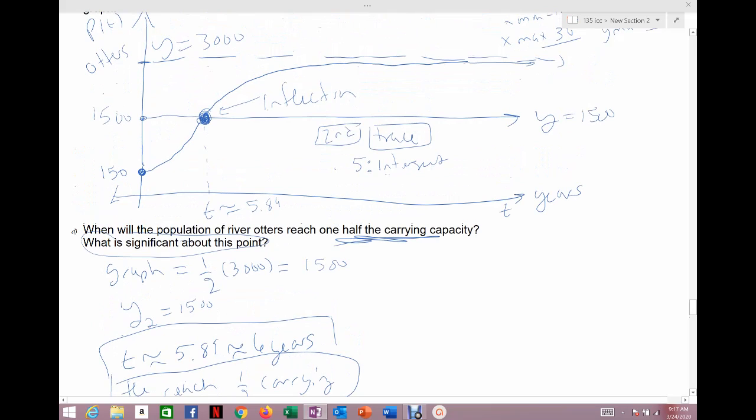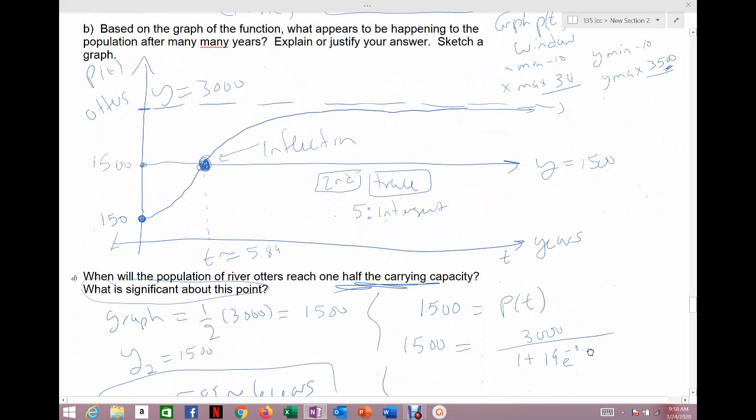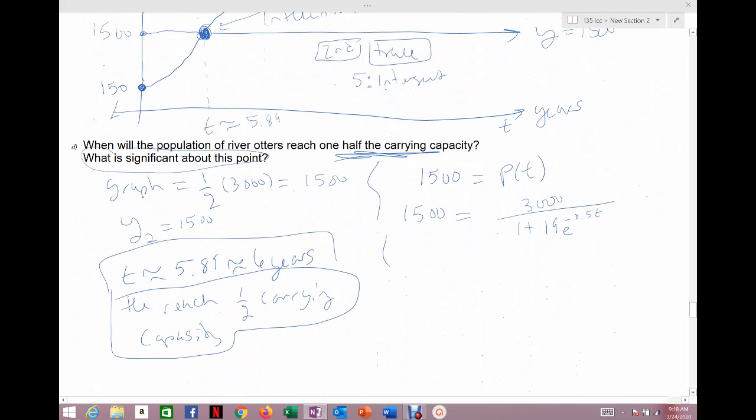That's perfectly fine to do. The alternative to graphically would be solving it by hand, which means you're going to take your 1,500 and set it equal to your population equation. So you'd set your 1,500 equal to the 3,000 over 1 plus 19e to the 0.5t, and solve that. Again, we practiced solving these when we reviewed exponentials. So the first thing I would do is multiply both sides by the denominator.